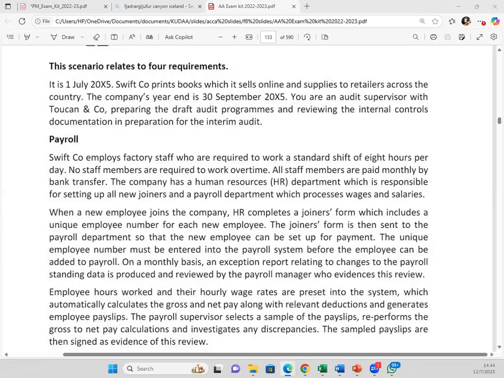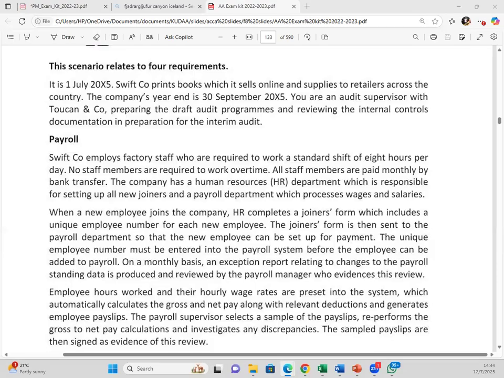Hello, unmute and talk to me. What's the key control? Maybe segregation of duties. Yes, that's the key control. We have segregation of duties.